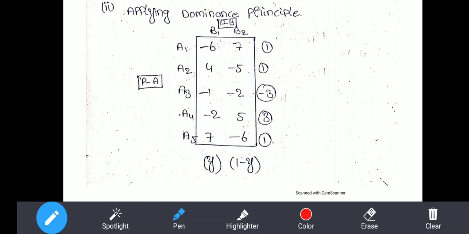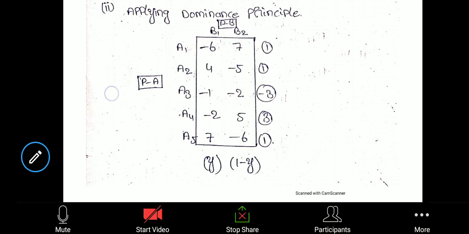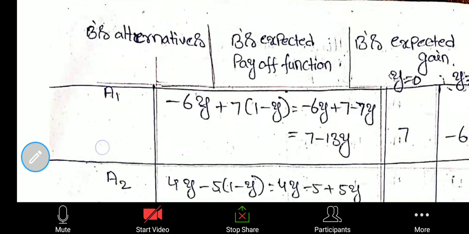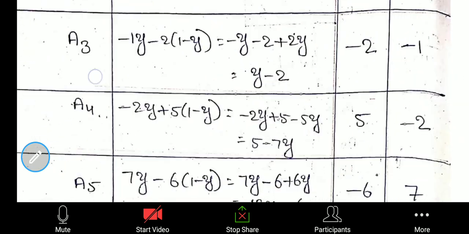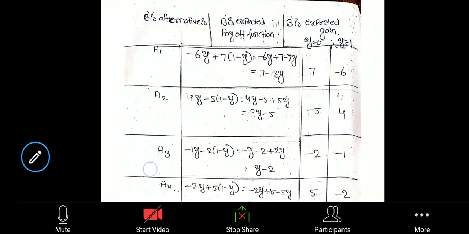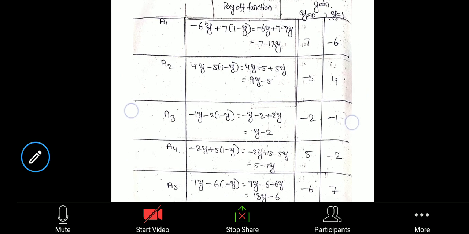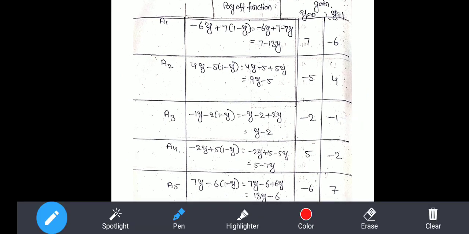Now the third condition: B1 will be multiplied with y, B2 is multiplied with 1 minus y. For each and every row, you will get the equations. Those equations will be shown to you in the next page: A1 equation, A2 equation, A3, A4, A5. In these equations, we are going to substitute y equal to 0, y equal to 1. We'll get the simplified form of the equations here. How these equations were formed, I'll explain to you once again.